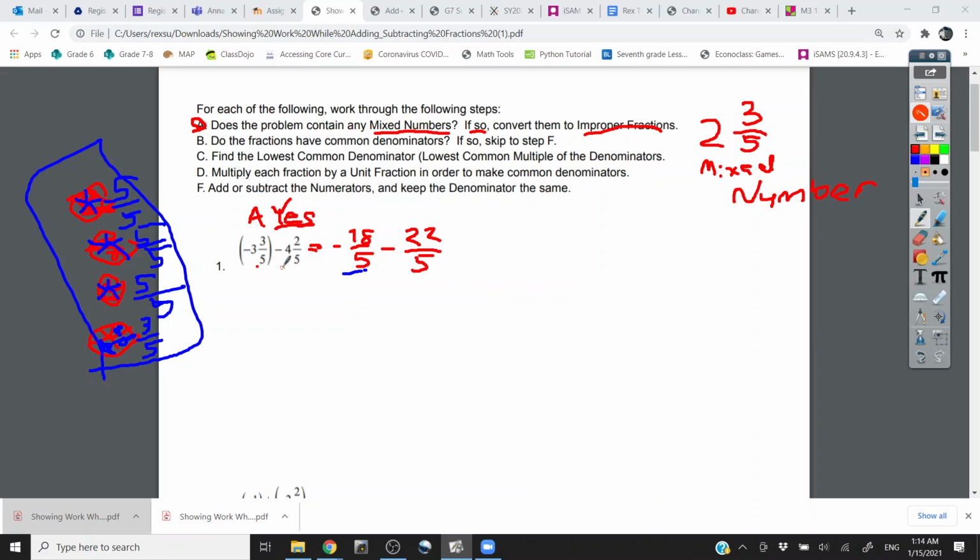Okay, so does the problem contain any mixed numbers? Yes, our problem did. Both of these are mixed numbers. If so, convert them to improper fractions. We converted both to improper fractions. Step A is done. Let's go on.